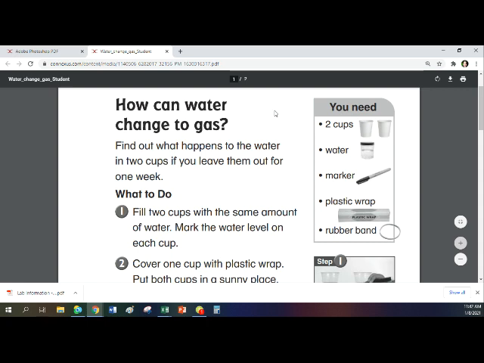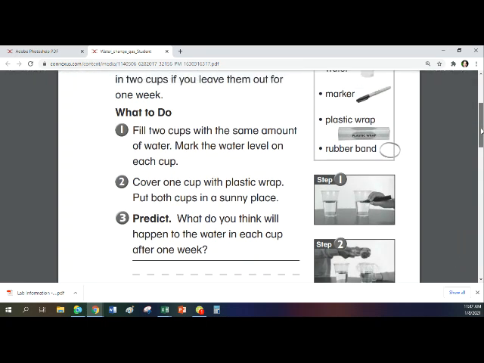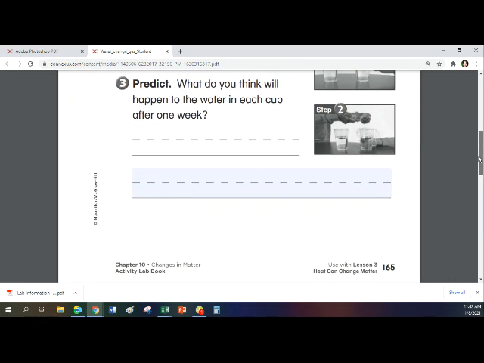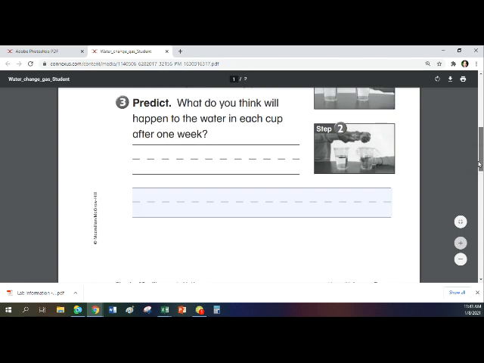So you're going to put your name at the top of this paper, you're going to do your experiment and make your chart, and then you're going to use that information to fill out this worksheet. So number 3, we've already talked about this one, predict. This is before the week is over. You're going to predict what will happen to the water in each cup after 1 week.